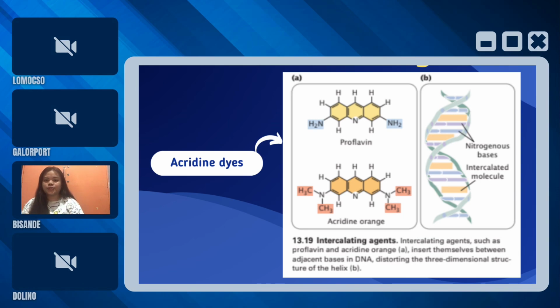So this picture shows that intercalating agents like ethidium bromide insert themselves between DNA bases and distort the DNA structure. That causes mistakes during replication, and then it leads to insertions or deletions, or the frame shift mutations, and this mutation can change the way the genetic code is read. So often making proteins non-functional. So if not repaired, they can lead to diseases like cancer.